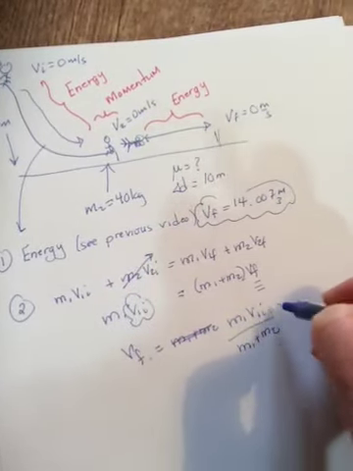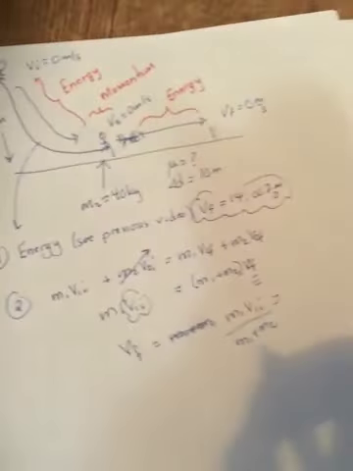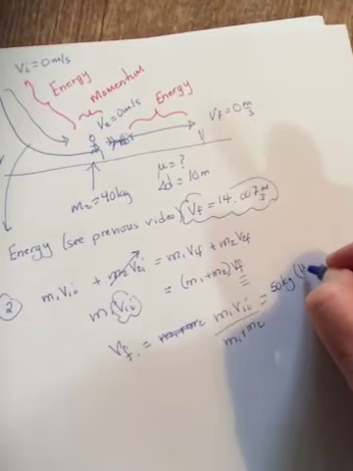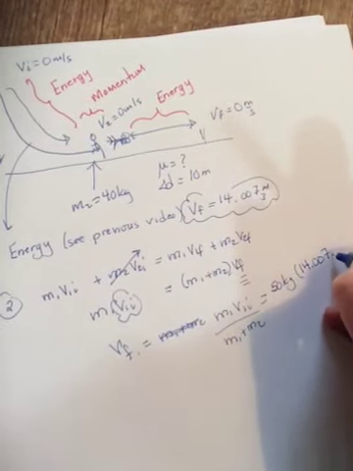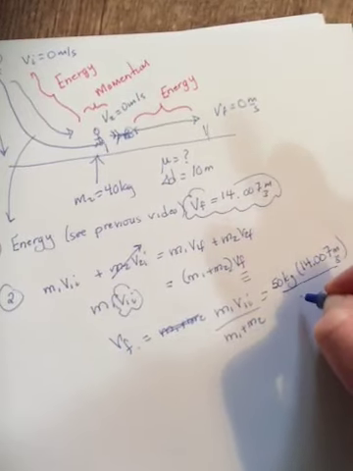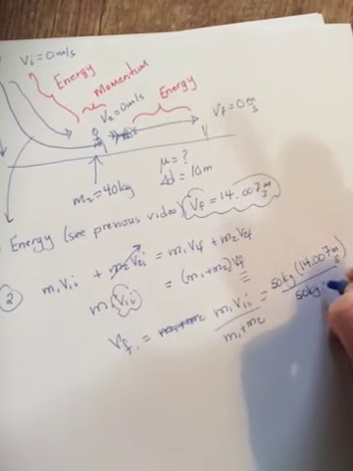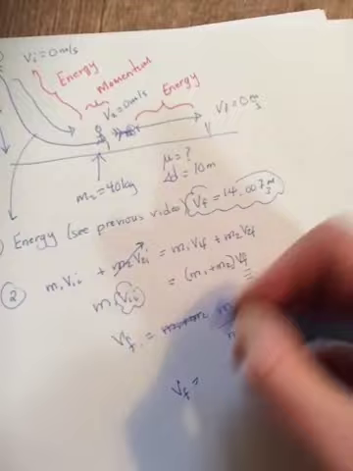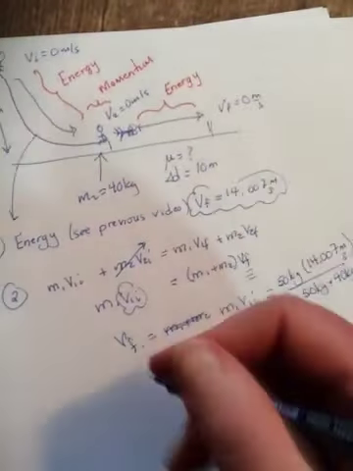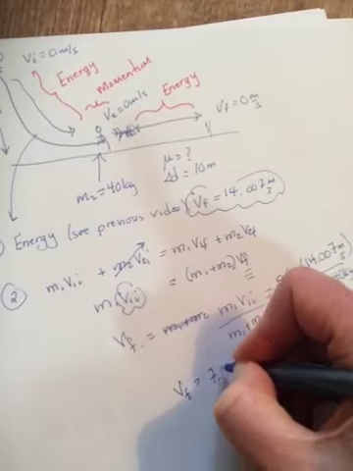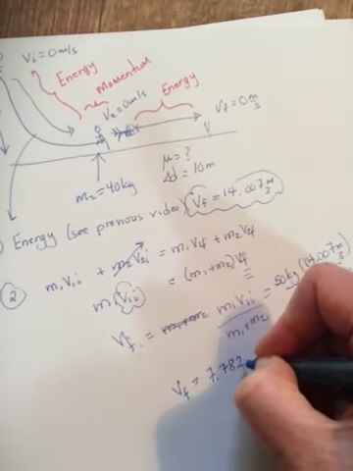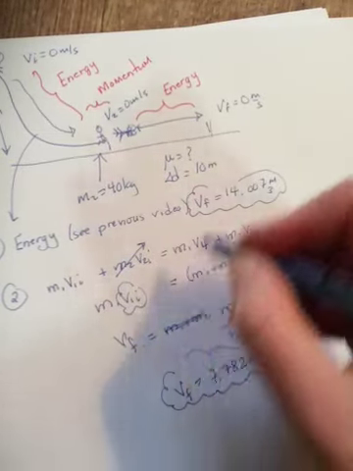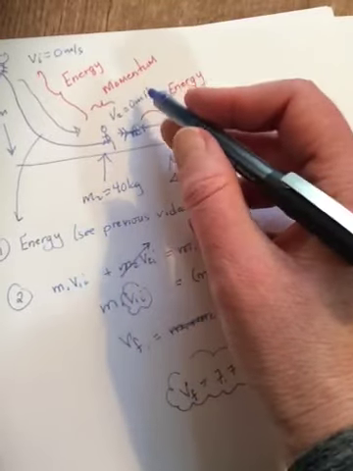So m1, the guy at the top of the slide, is 50 kilograms, and we found in the previous question that his speed was 14.007 meters per second. We divide that by 50 kilograms plus 40 kilograms. After the collision, the two of them together go flying off at a speed of 7.7817, so I'll say 7.782 meters per second. That's the speed at the end of the collision, at the end of the momentum part.